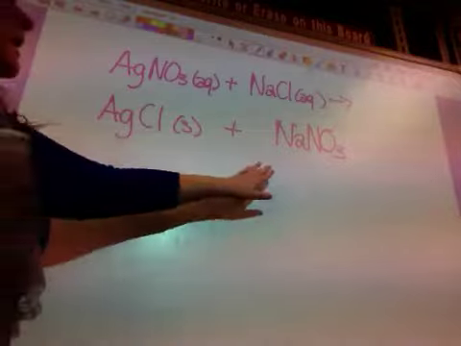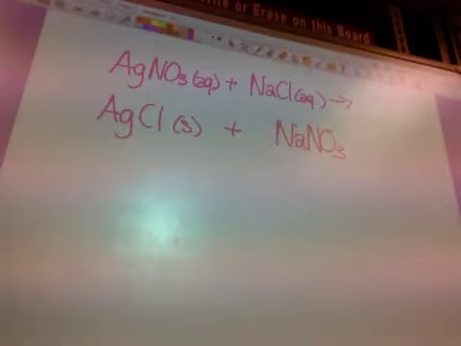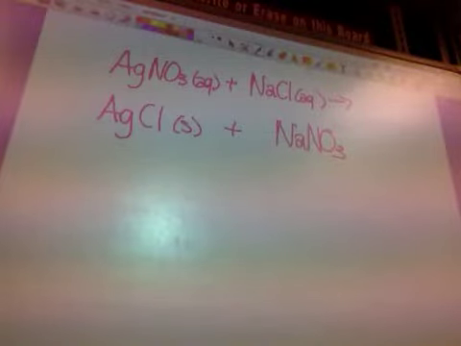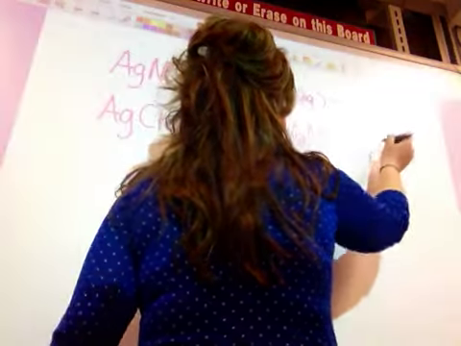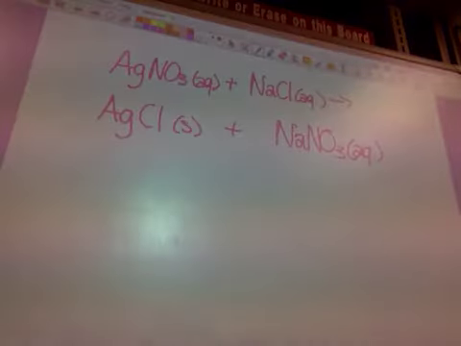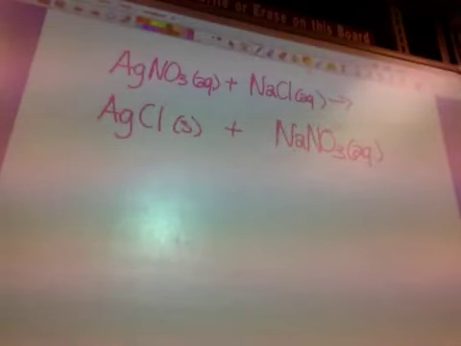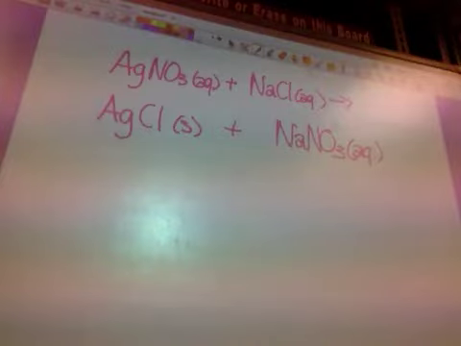And I'm going to look at my other product, sodium nitrate. I know that sodium is an alkali metal. Nitrates are always soluble. So that means that sodium nitrate is an aqueous solution. Okay, so we have our entire reaction. We predicted our products, we balanced, and we also looked up solubility rules.